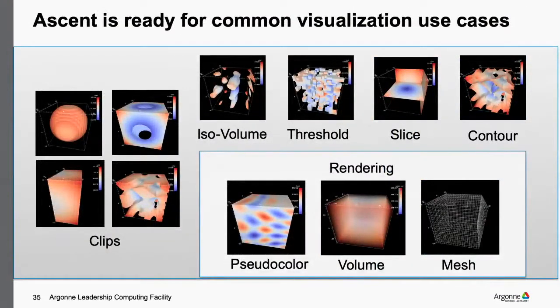And these are common visualization tasks that are already enabled in Ascent, and some of them were already described by Joe in the first part of the talk, right? So, for example, you could create clips of the data, some extracts of the data, isovolumes, or thresholding the data, creating slices, which are a good, effective, and lightweight way of visualizing a 3D data set. Contours or isosurfaces, and multiple different types of rendering, including volume rendering.